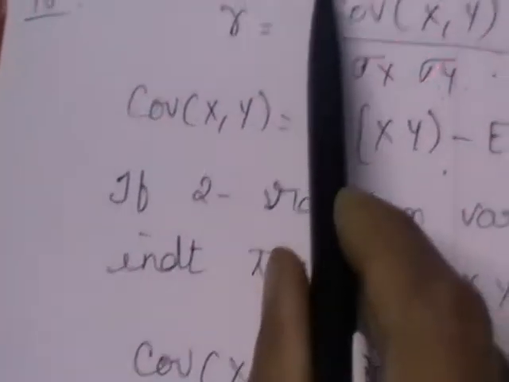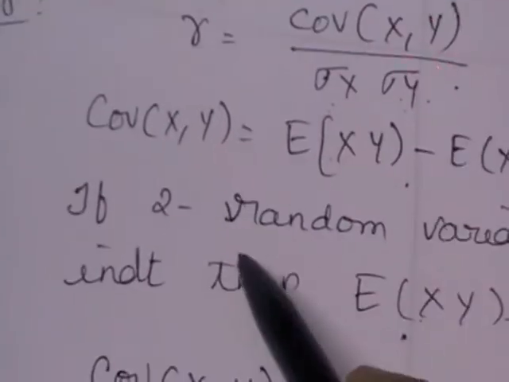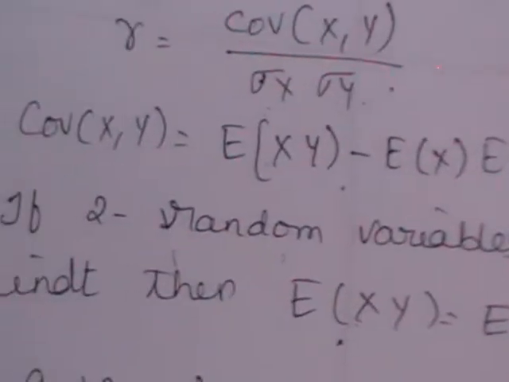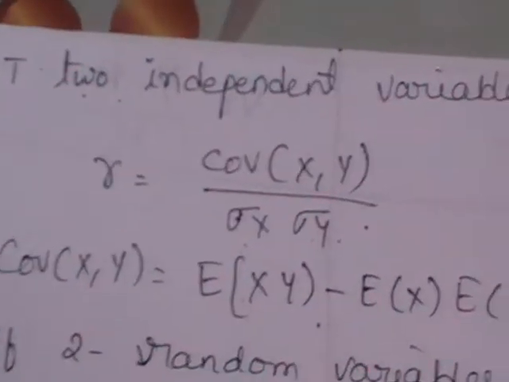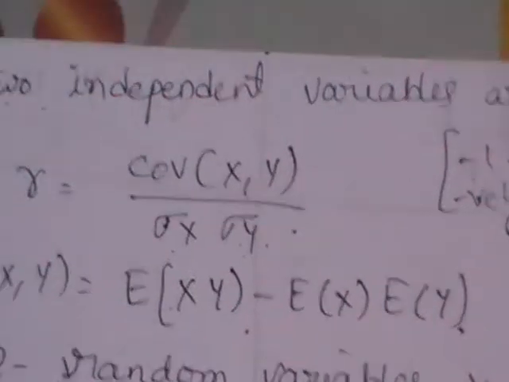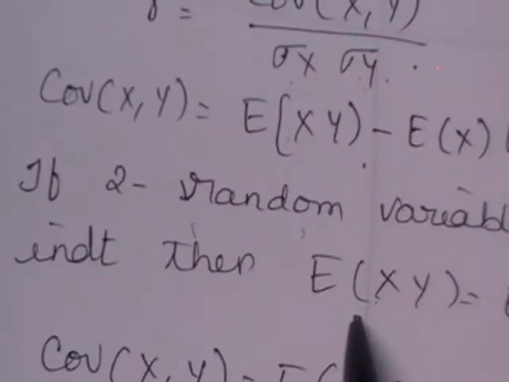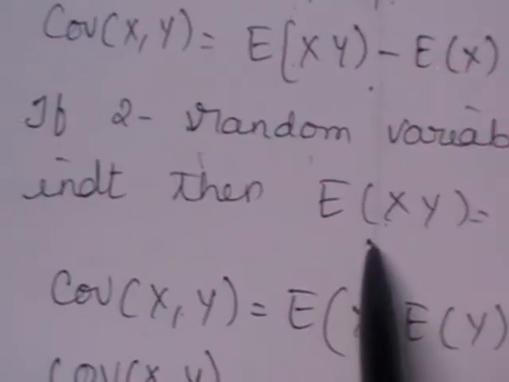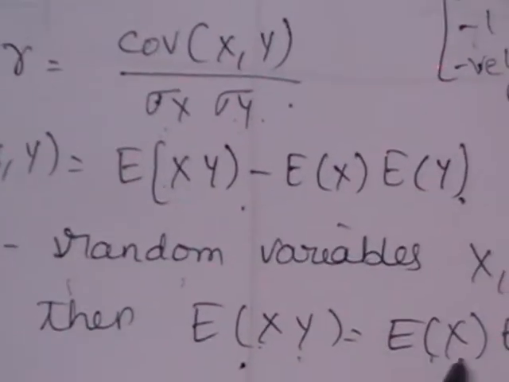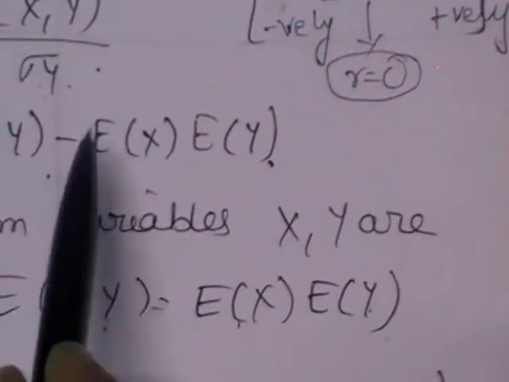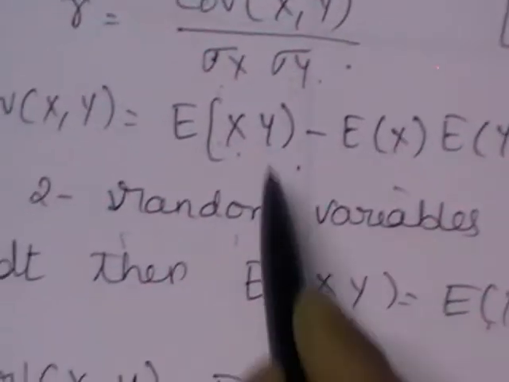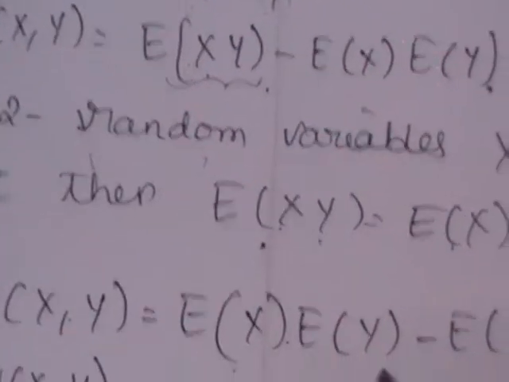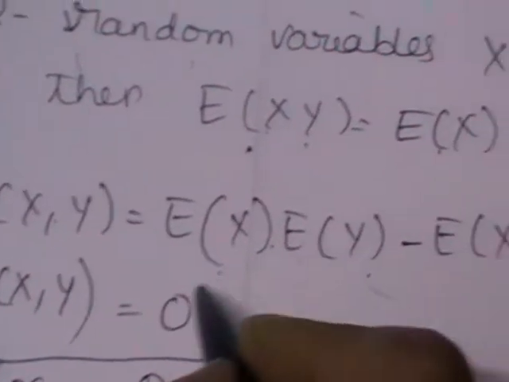Now there is a restriction on the nature of the variables: the two variables are independent. We know, using the multiplication theorem on expectations, E of xy is equal to E of x into E of y only when they are independent. Now when we consider these two variables independent, E of xy is equal to E of x into E of y. So in this covariance of xy, in place of E of xy, you can put E of x into E of y minus E of x into E of y, which gives you 0.